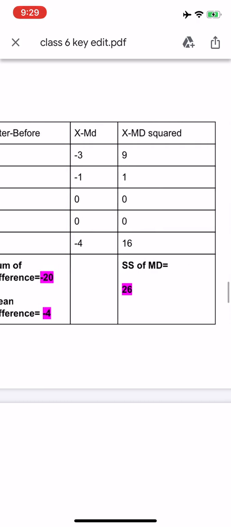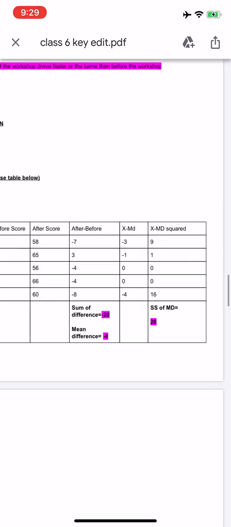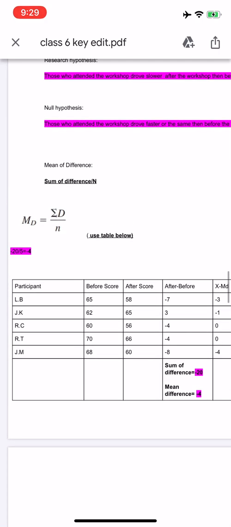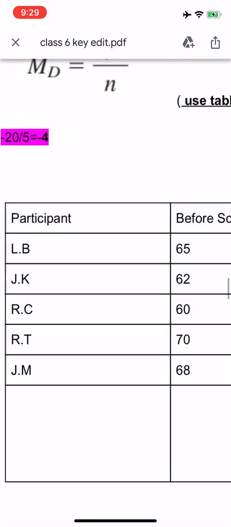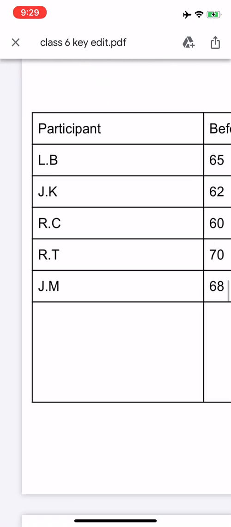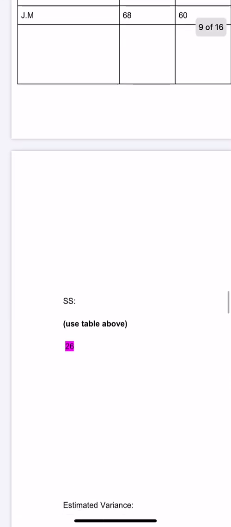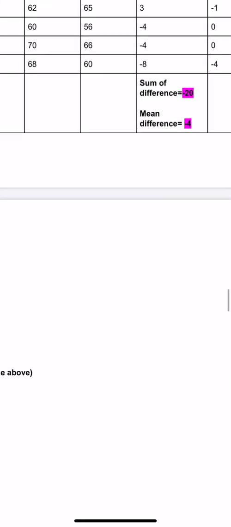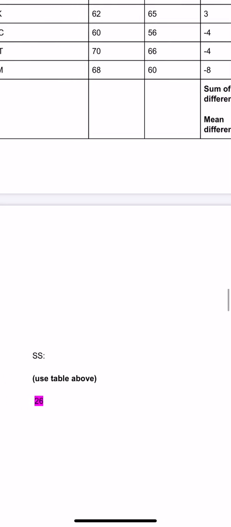Now you square them all. 3 squared is 9, 1 squared is 1, 0 squared is 0, 0 squared is 0. -4 squared is 16. You add those up. Now you have the sum of squares of the mean difference. Okay? So right here, the mean difference is -4. Okay? And the sum of squares is 26. We got that from the table.